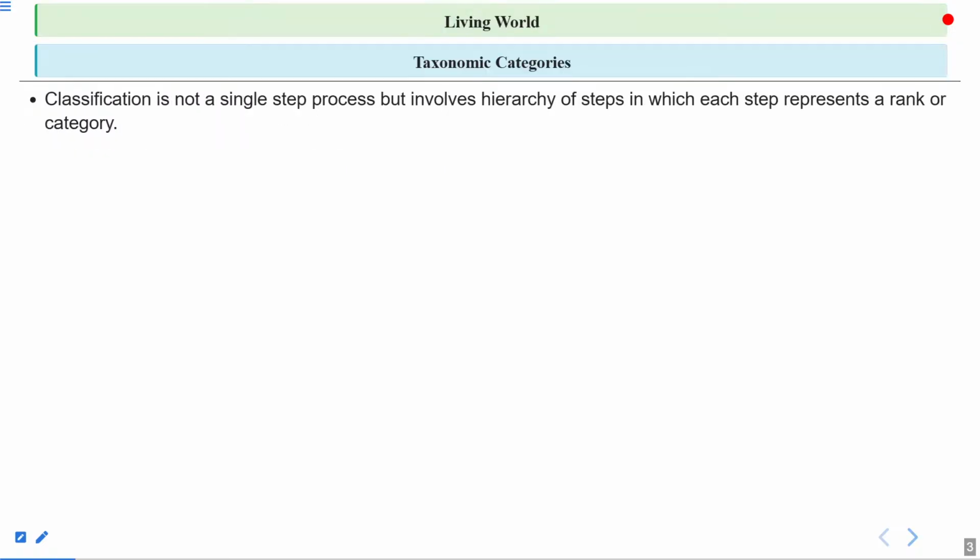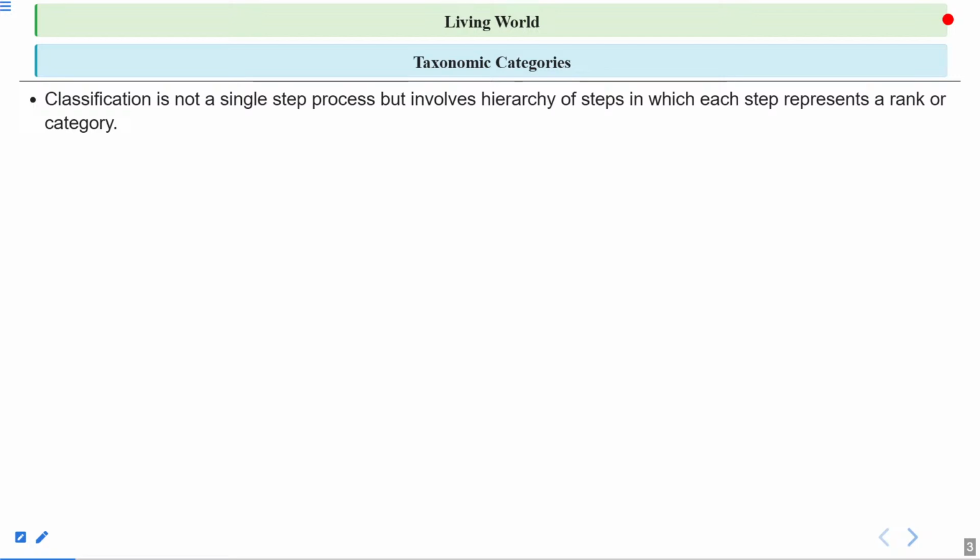So let's start with this topic, taxonomic categories. There is a lot of biodiversity. There are different life forms present on the earth. You have different species of insects, plants, animals, even microorganisms. So you cannot study each and every individual organism. So how can you study these organisms then? You can study these organisms by classifying them.